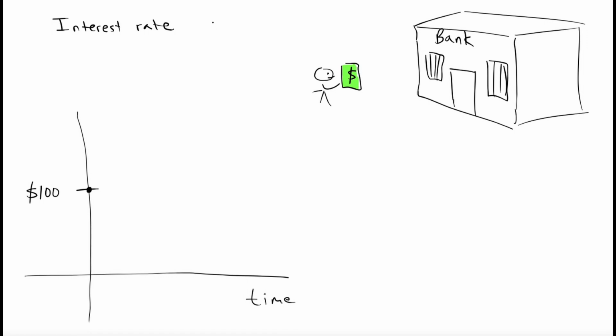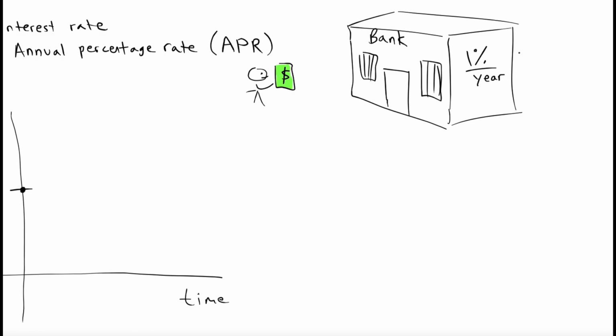Interest is going to be expressed as a rate, a percent, but it's going to be an annual percentage rate unless otherwise stated. Now, the term annual percentage rate has been called APR. And let's just say that this bank offers me 1% per year. Okay, that is an R value.